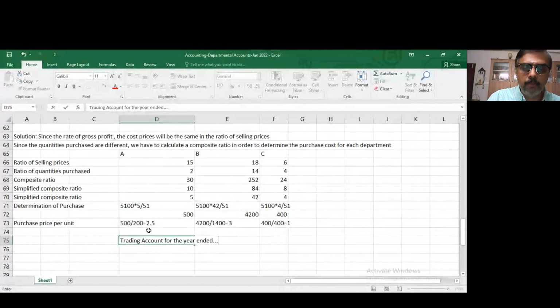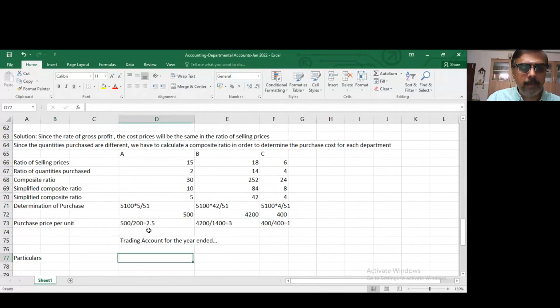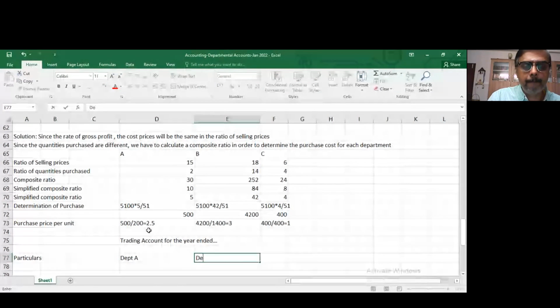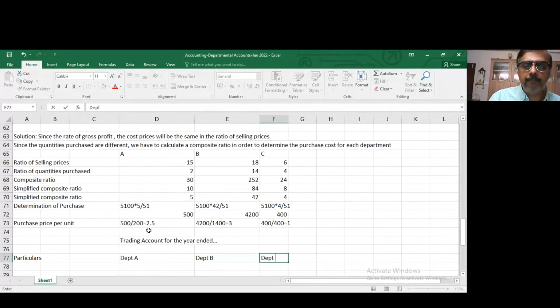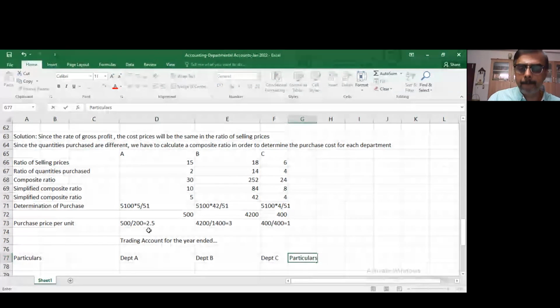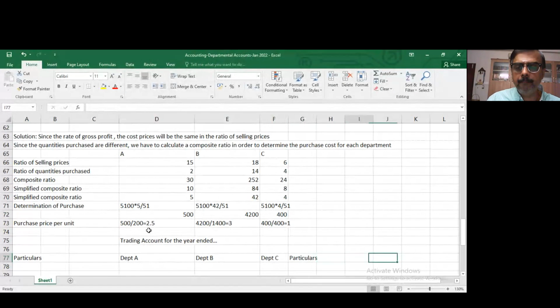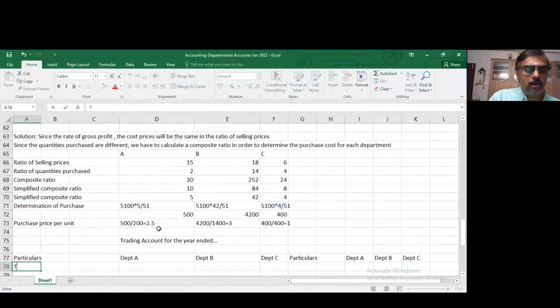Okay. You're going to split it into 3 departments. Particulars, department A, department B, department C. You can have a column for total. No issues even if you don't put a total. So carefully observe, dear students, the opening stock valuation is not given.